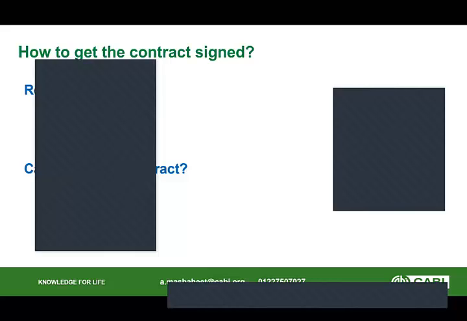Which means that once we have been selected, we should sign the contract, even if there were some items there that we are sure we will not be able to comply with.